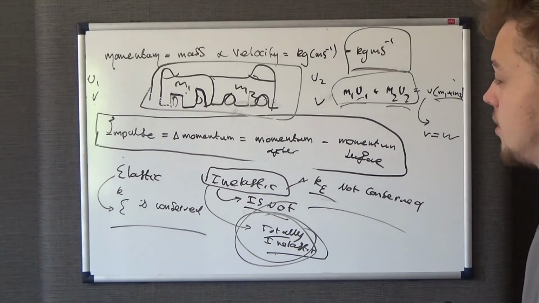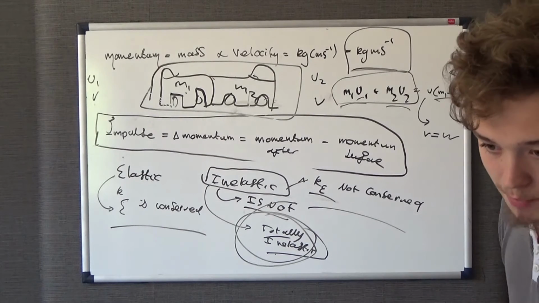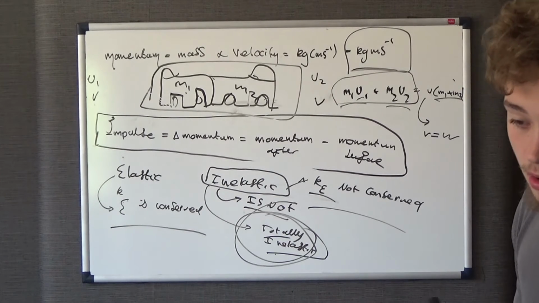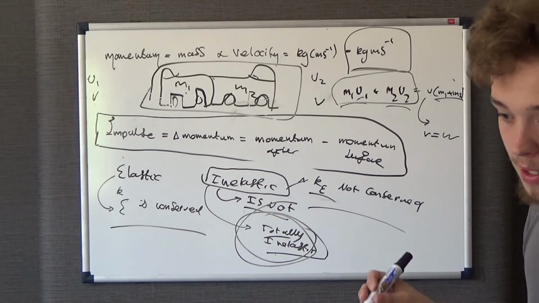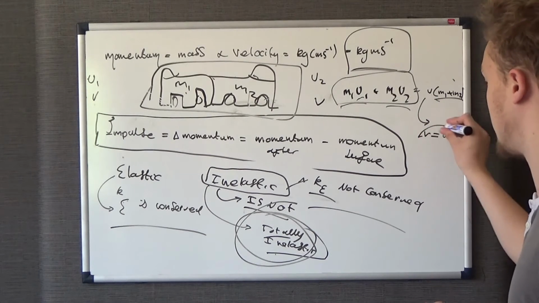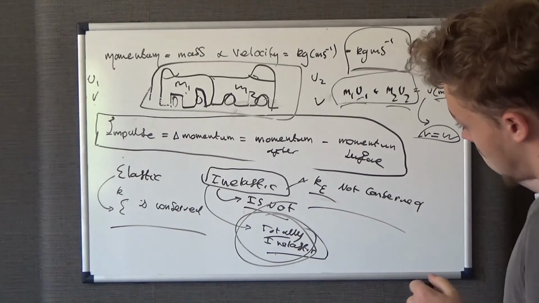And then if it asked you to work out the magnitude of the impulse exerted on A by B, all you have to do is work out the change in momentum of A or the change in momentum of B. It should be the same. So that's what you would do there. A very, very quick overview of that.